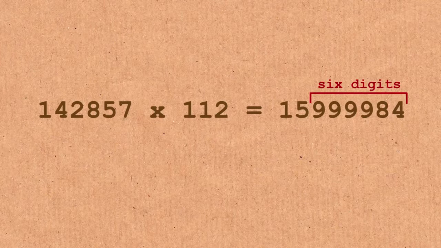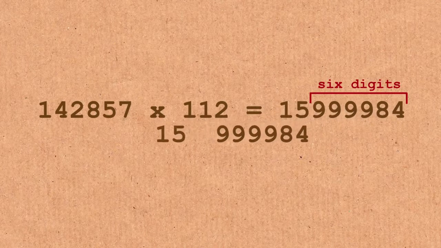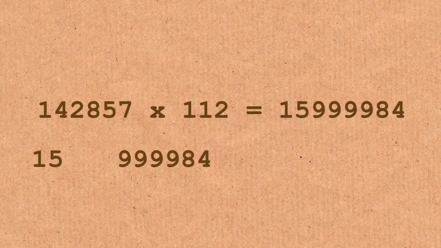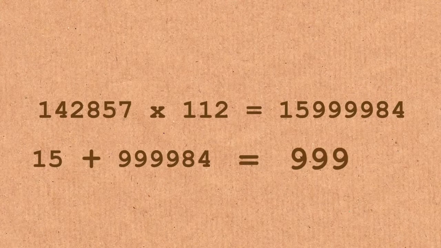Multiples of 7 are the only ones that do something else. So let's run with it. Okay, multiples of 7. We'll take the last 6. Okay, 15 plus 999,984 equals 999,999.